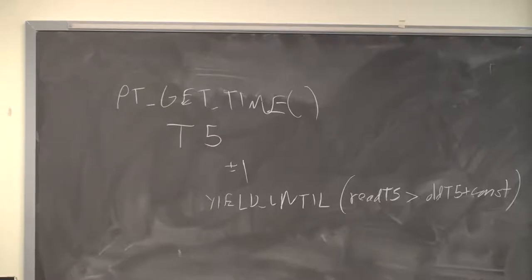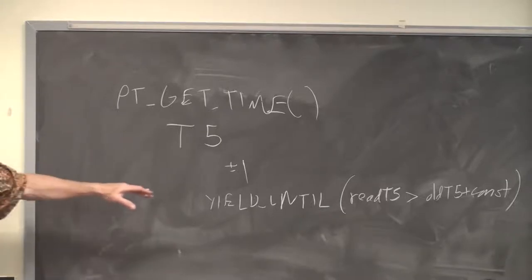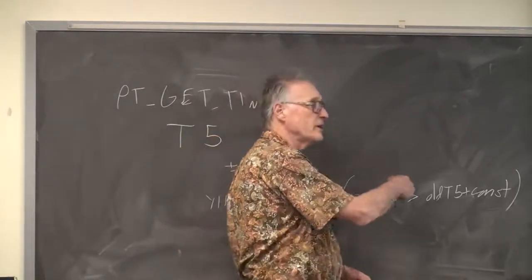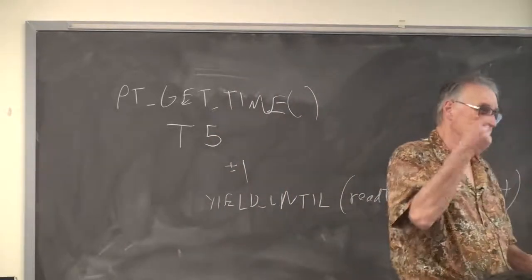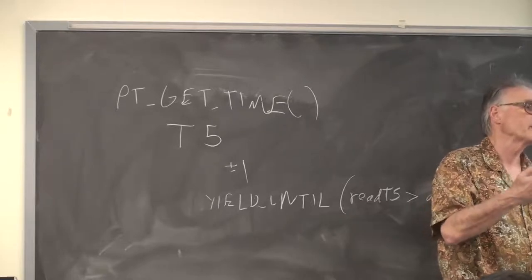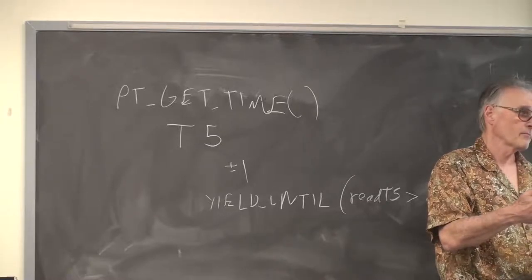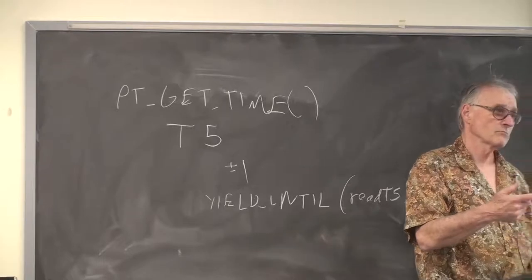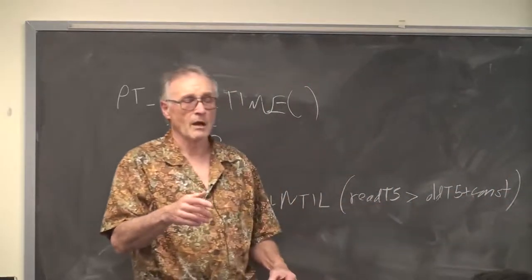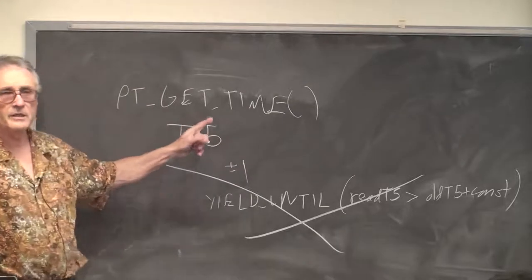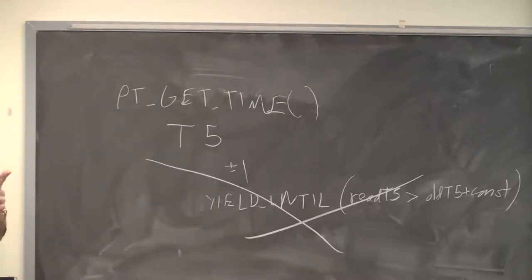What else? No, yield until is done by software, but T5 is a hardware timer. So this will be sitting in some internal polling loop. It'll be checking the internal state of that every time you schedule the thread. The more often you schedule the thread, the more accurate it will be. I'm not asking you to do this, however. You don't have to do this. Timing to the millisecond using PT_GetTime is good enough. What else?